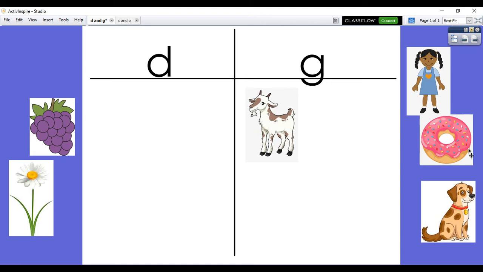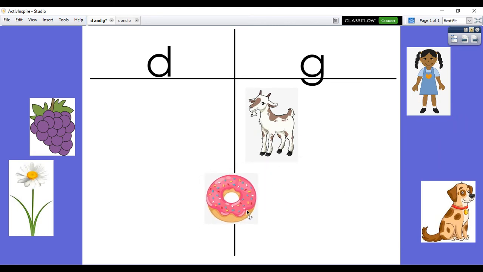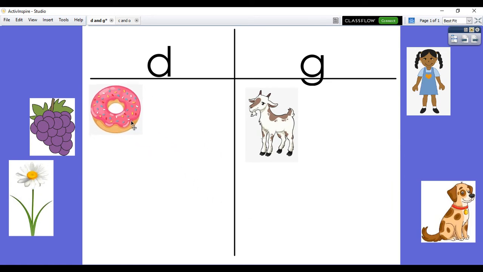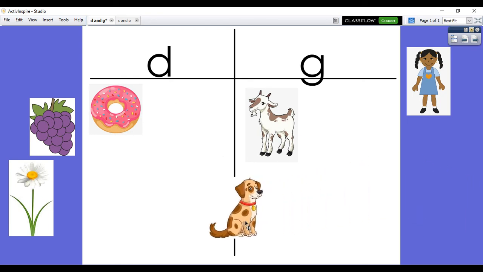Let's see. What about the word donut? What sound do you hear at the beginning of the word donut? That's right. I hear the D sound. So I'm going to put it under the letter D. D says D.